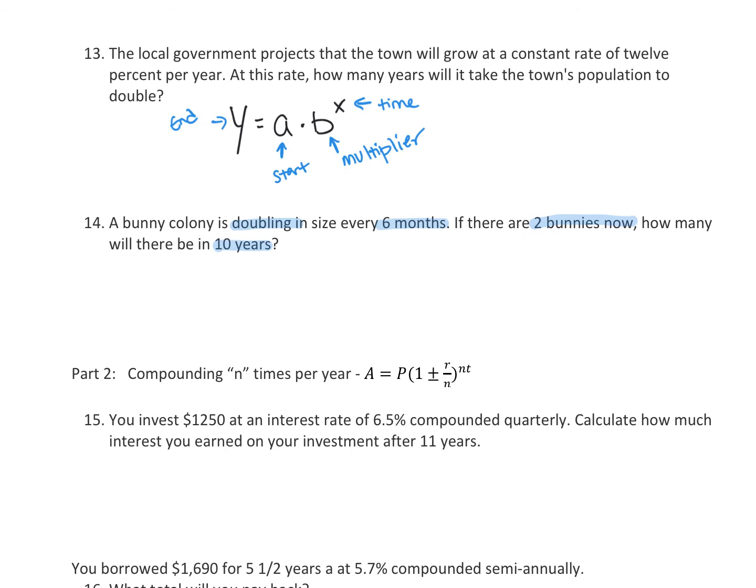So again, this is our, sorry, I'm still on the highlighter. This is our multiplier. 10 years was our time. We have bunnies, this is our start. The only thing that's a little out of place is this every 6 months. Well, every 6 months, that's 2 times per year.